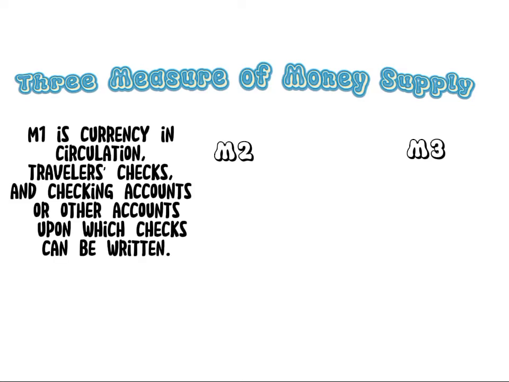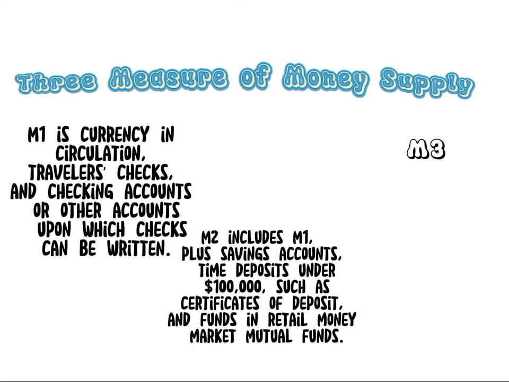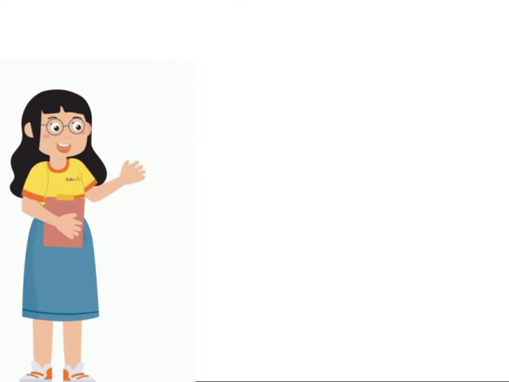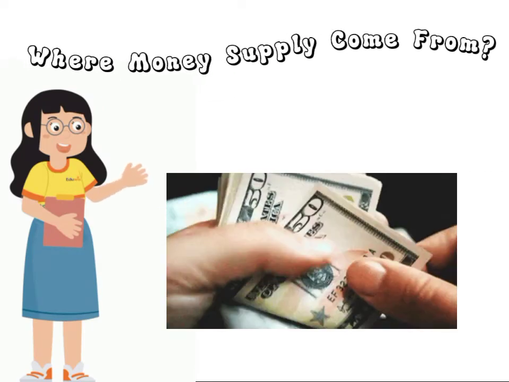M1 is currency in circulation, travelers' checks, and checking accounts or other accounts upon which checks can be written. M2 includes M1, plus savings accounts, time deposits under $100,000, such as certificates of deposit, and funds in retail money market mutual funds. M3 includes M2 plus time deposits over $100,000, balances in institutional money funds, repurchase liabilities issued by depository institutions. Now we know what is money supply and its function.